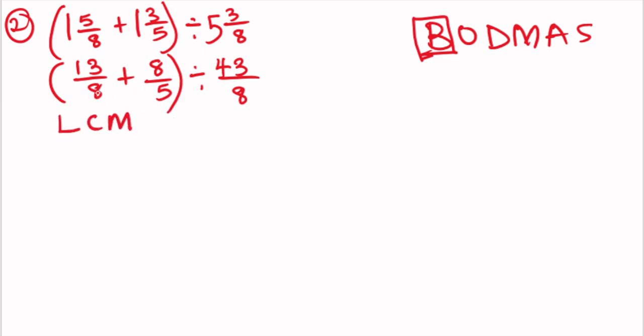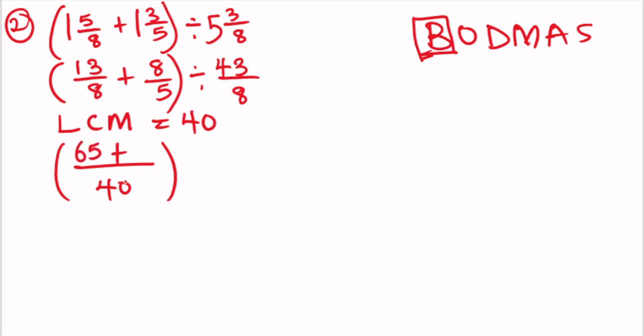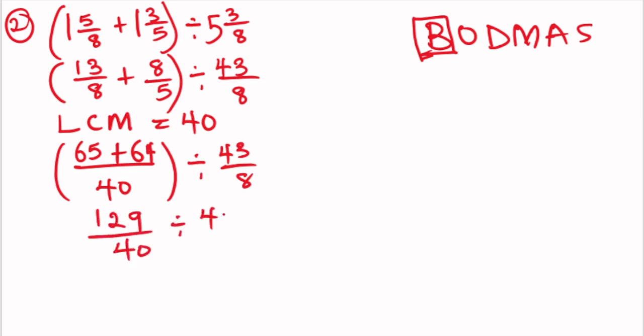So the LCM of 8 and 5 is 40. So all over 40, remember to put your bracket because that's the first thing we're doing. Now 40 divided by 8, we'll have 5. 5 times 13 gives us 65, plus 40 divided by 5, we'll have 8. 8 times 8, which is 64. Now divided by 43 over 8. So now we're going to drop the bracket. 65 plus 64 is 129 all over 40, divided by 43 over 8.